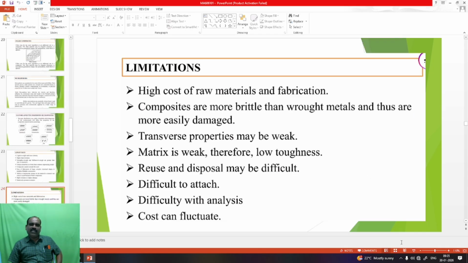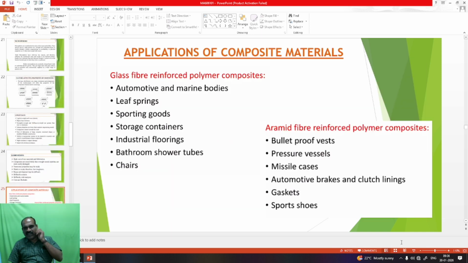The limitations: high cost of raw materials and fabrication. Composites are more brittle than the raw material and thus more easily damaged. Transverse properties may be weak. Matrix is weak, therefore low toughness. Reuse and disposal may be difficult, difficult to attach, difficult with analysis. Cost can fluctuate.